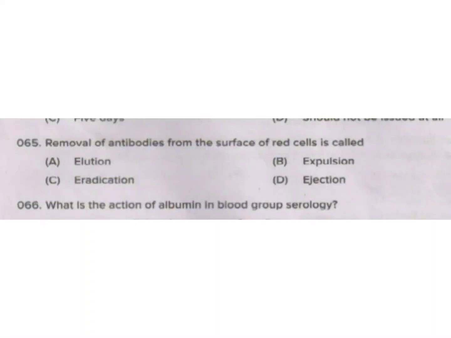Next question. Removal of antibody from the surface of a red cell is called. Four options are there. Option A elution, option B explosion, option C irradiation, and option D ejection. The answer is elution. Removal of antibody from the surface of a red cell is called elution. Next question.